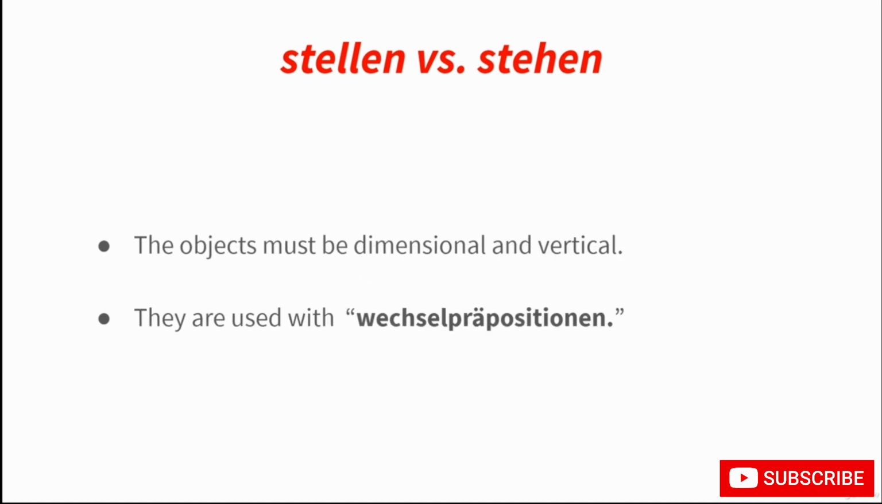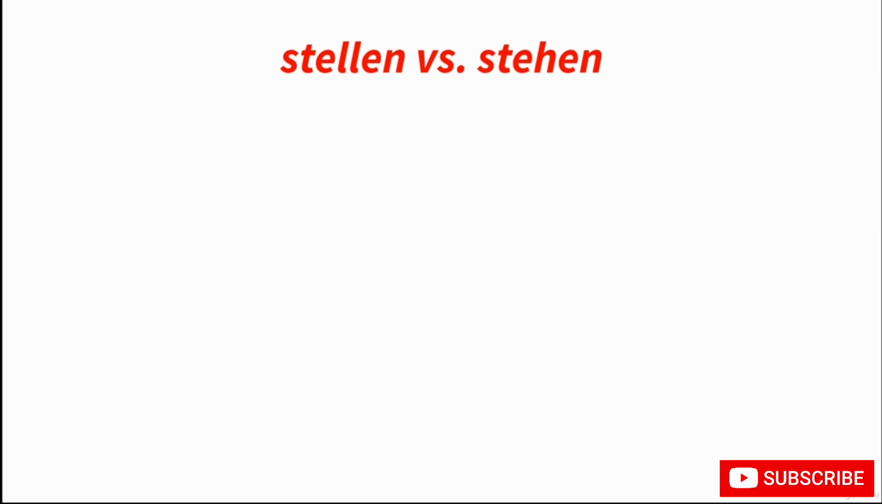In the previous lesson, we talked about the Wechselpräpositionen, and these are some of the verbs that are used with these prepositions. Stellen means to put and stehen means to stand, but these verbs cannot be used for all objects. The objects must be dimensional and vertical. For example, a package, a glass, a bottle or something like that. Let's do some examples to understand the usage of these verbs better.